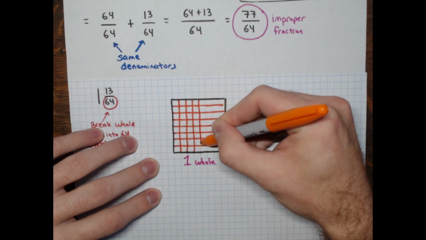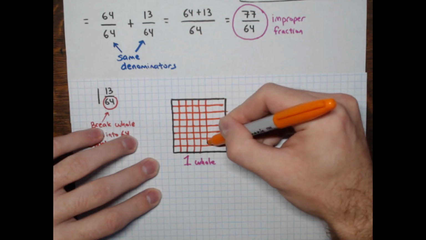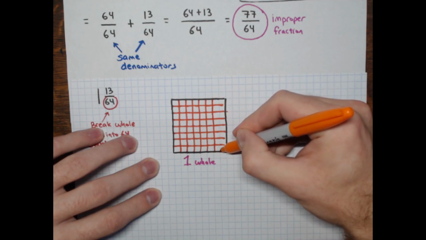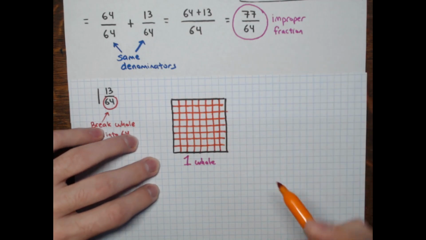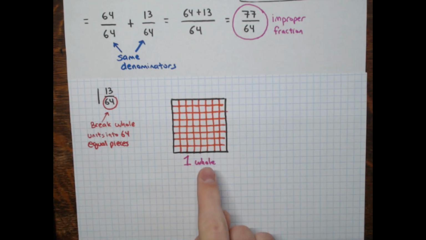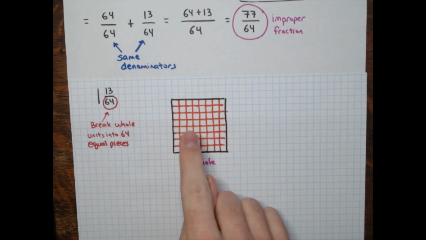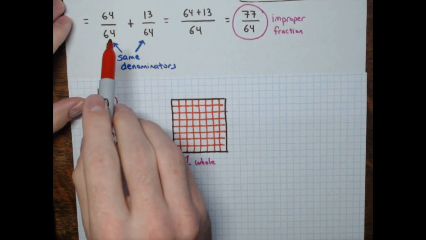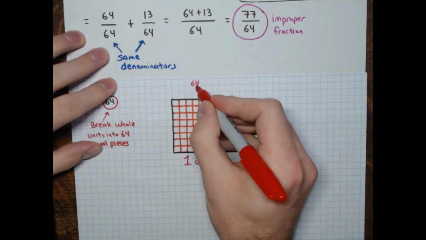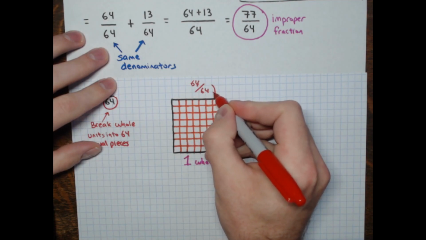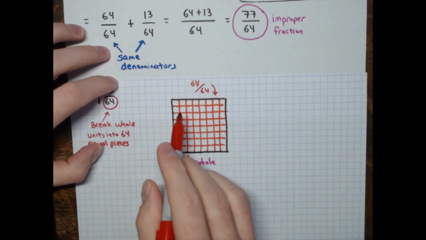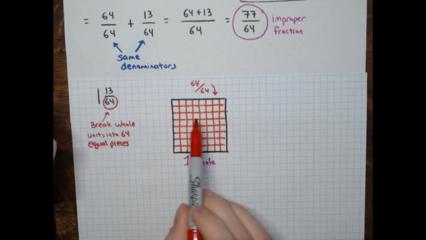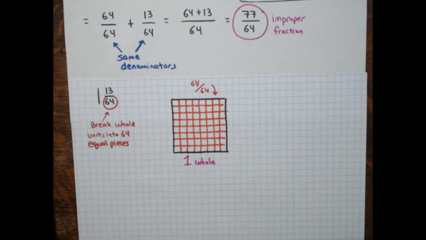You'll see that this unit I've drawn here, this 1 whole, is divided into 64 equal pieces, right? 8 by 8. This is 64 equal pieces. So this is what I was doing on the previous page, where 64 out of 64 is what I've got here. I'll color these in. So we're going to count, 64 out of the 64.